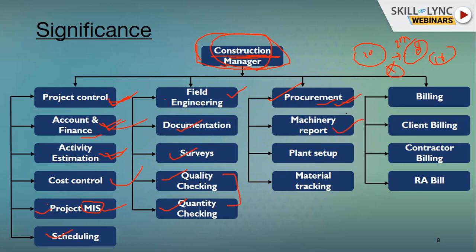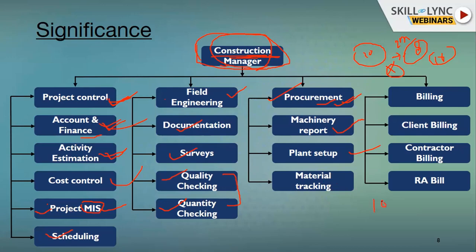Machinery report we need to see on the daily basis. A project construction manager needs to see what the machinery outputs are, like if there is an HMP, hot mix plant, how much activity of that plant. Yeah, if there is RMC, ready mix concrete plant, what is the output of that material. So having checked this type of output, we will manage the site.